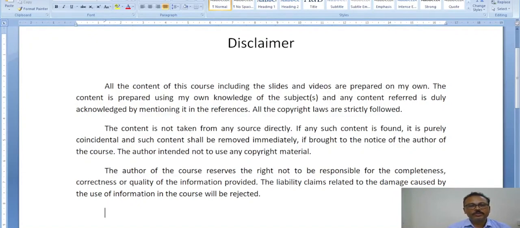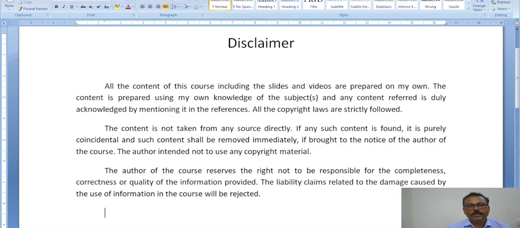I took 3 months to prepare the content. All the content that is present in the slides is prepared on my own, and I personally typed the content. So the content has to be prepared. It took a lot of time, and I have to put a lot of effort. So here the disclaimer is, all the content of this course, including the slides and videos, are prepared on my own. I have not copied it from any textbook or from any internet source. And all copyright laws are strictly followed.